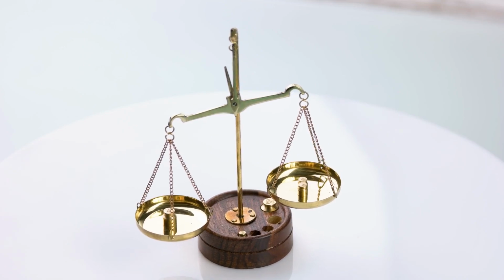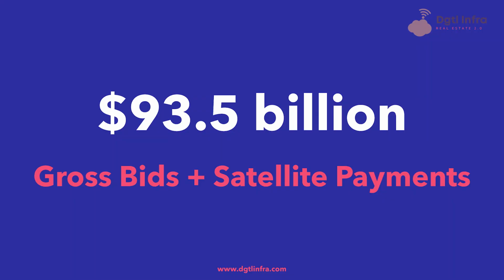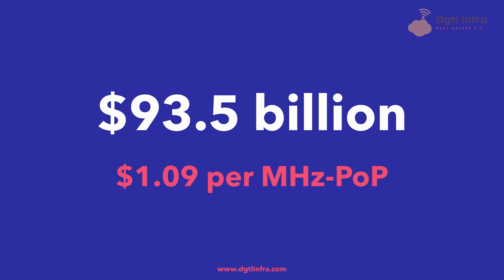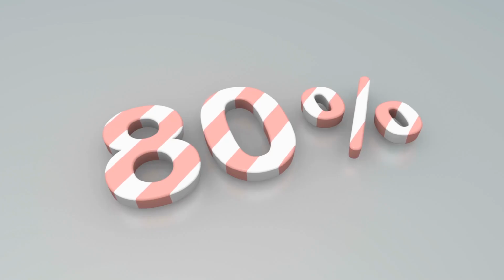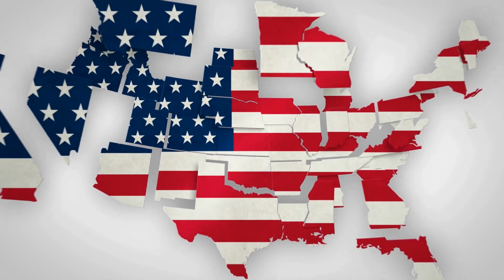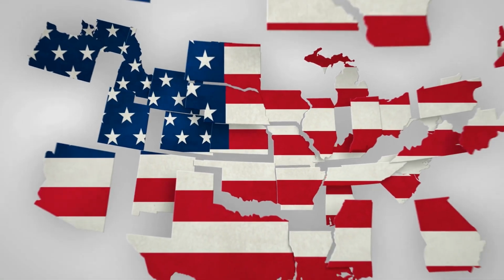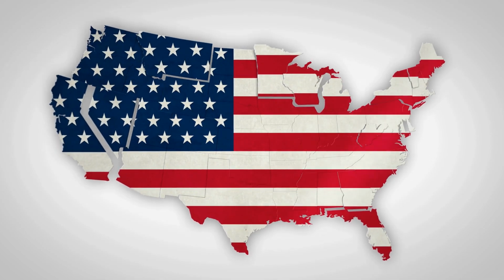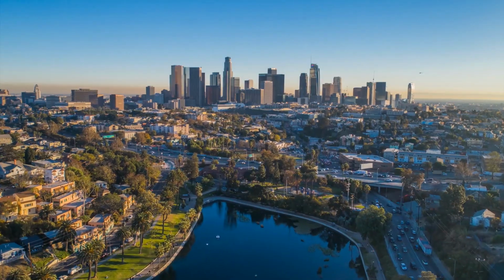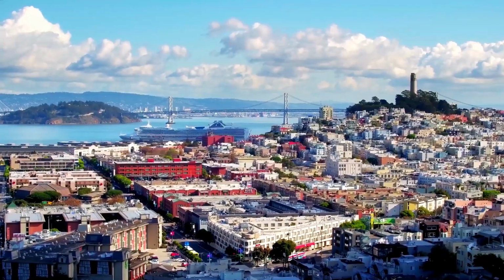And valuing the entire payments, which is the $93.5 billion figure, the valuation rises to $1.09 per megahertz pop of total spend. Following completion of 97 rounds of bidding, over 80% of total auction spend has come in the top 50 partial economic areas, or PEAs, by population. Specifically, these partial economic areas include the likes of New York City, Los Angeles, Chicago, and San Francisco.